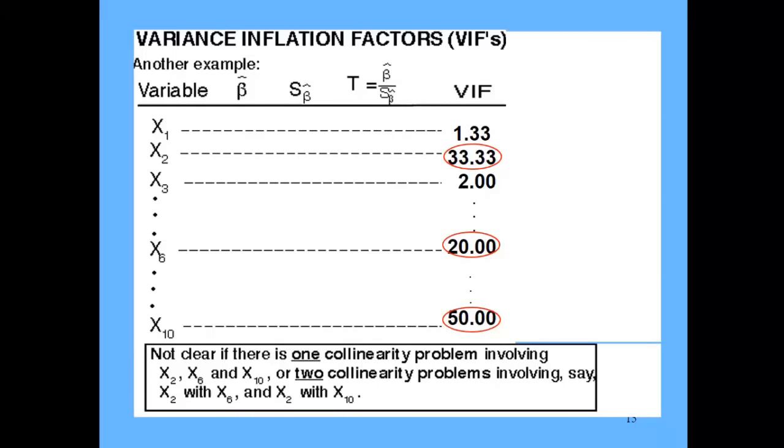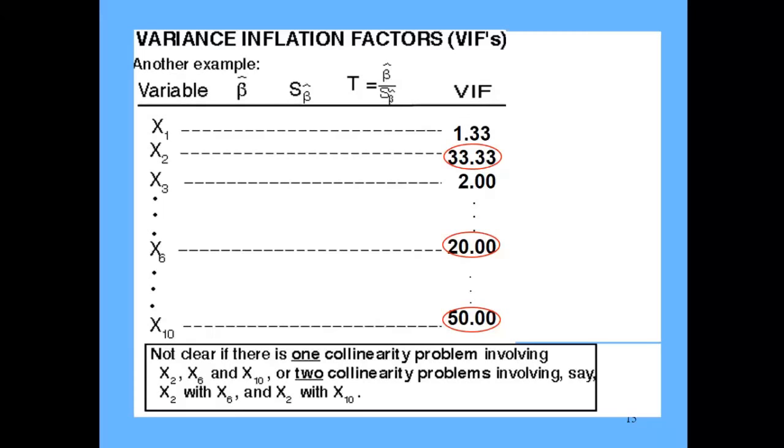Now I got 3 of them that are greater than 10. Does that say there's one collinearity problem involving these 3? Or could it be 2 collinearity problems, involving X2 with X6 and X2 with X10, or anything? I'm not sure what it might be.